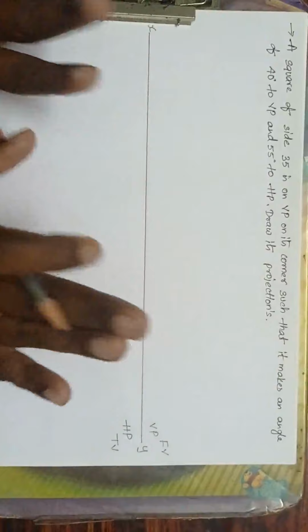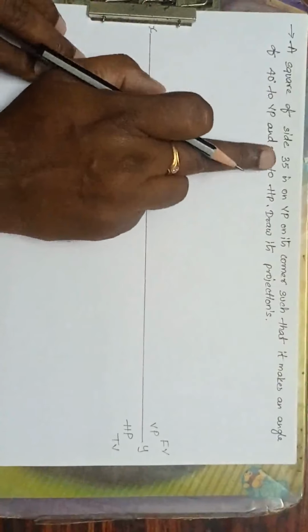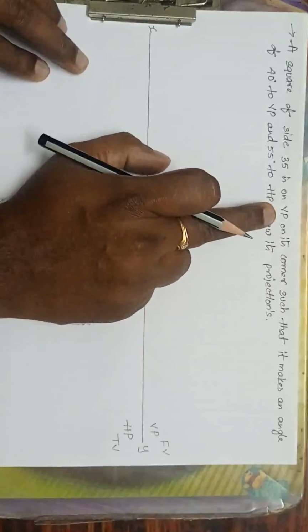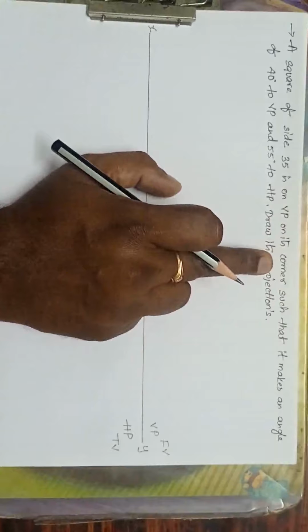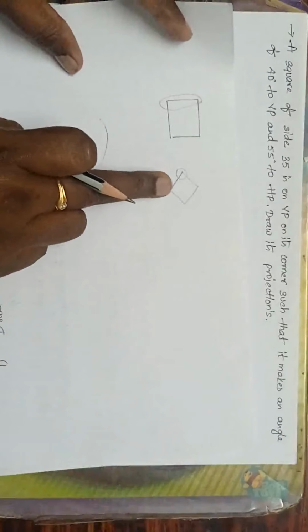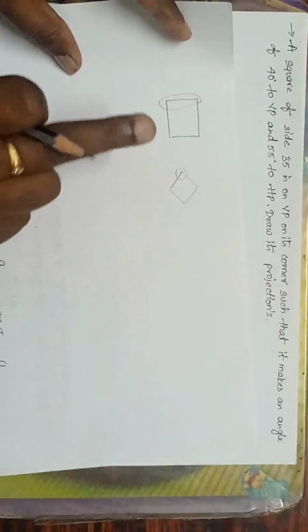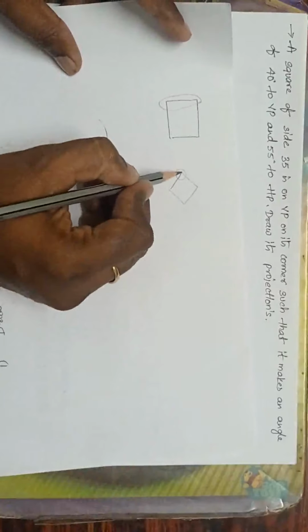Okay, leave it. Now first I have to draw the square. Where is the square? It is on the VP. And how is the position? It is on the corner. So how to draw the square? So I have to draw the square like this, because it is on the corner.